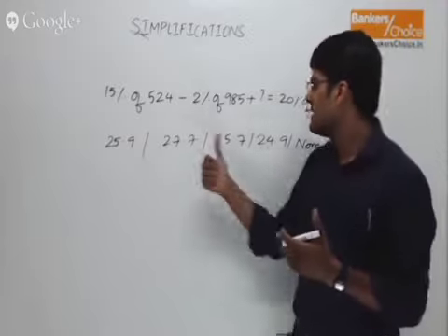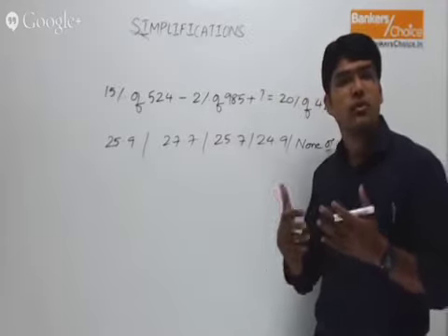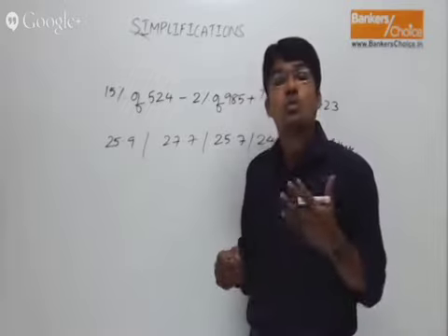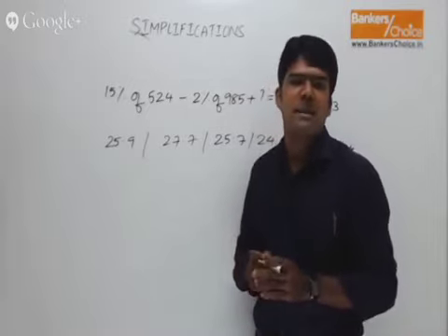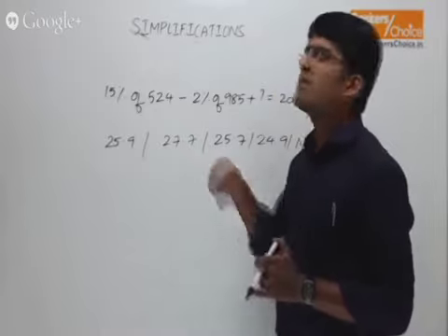Right? But here 9 is in 2 places, 7 is in 2 places. So you have to be a little careful. How to get the answer for such questions all depends on how you perform percentage related calculations. Right? Look at this. 15% of 524.